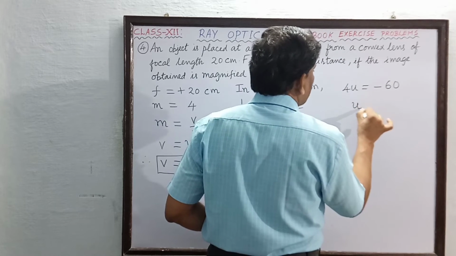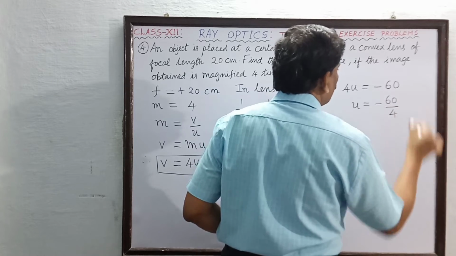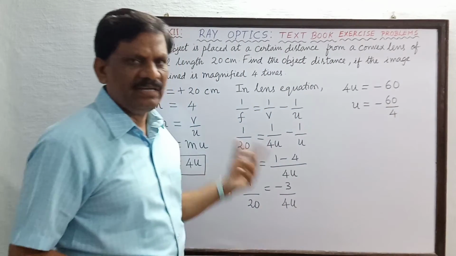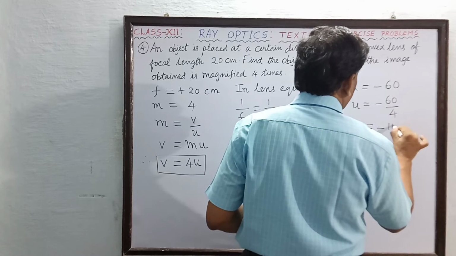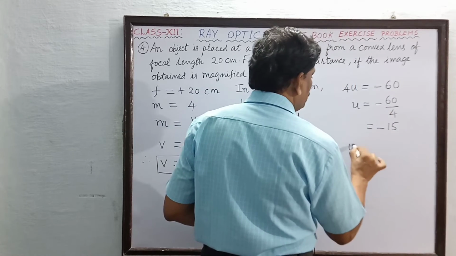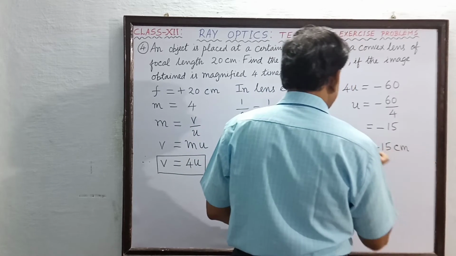Or u is equal to minus 60 divided by 4. So 15 fours are 60. So this is equal to minus 15. Therefore the object distance is equal to minus 15 centimeter.